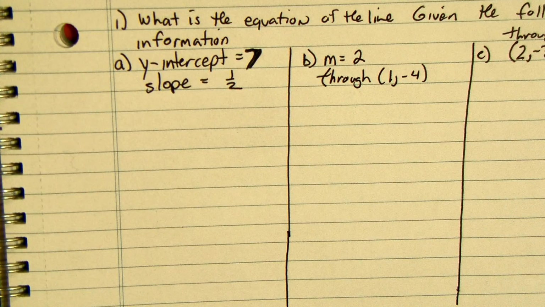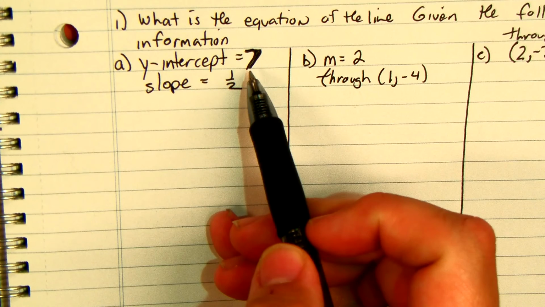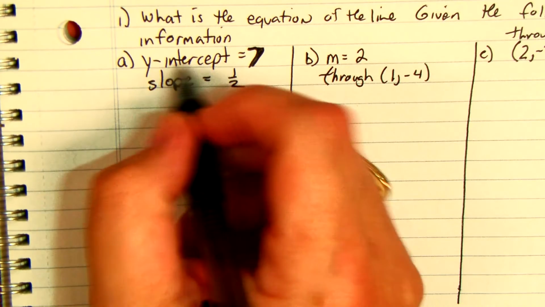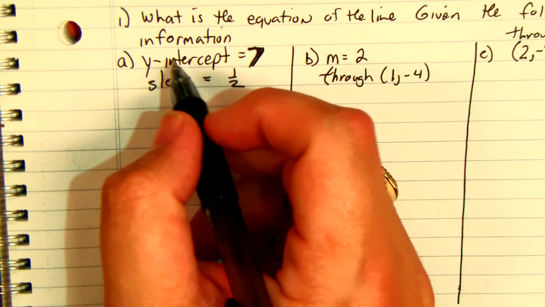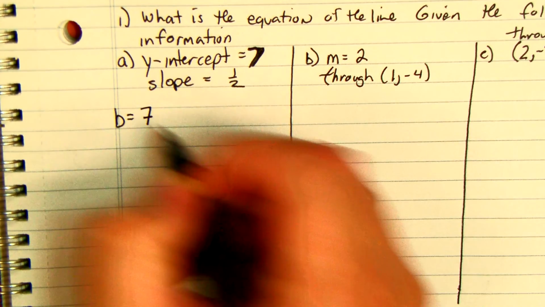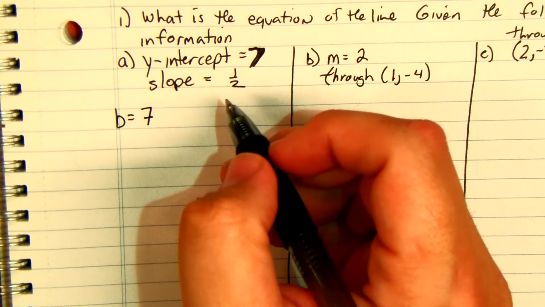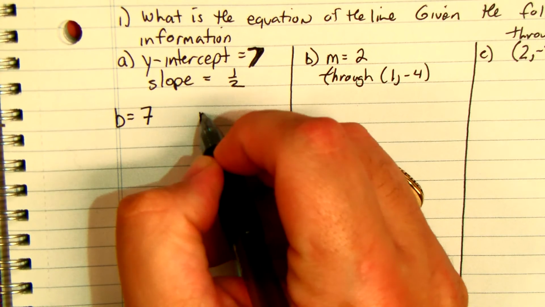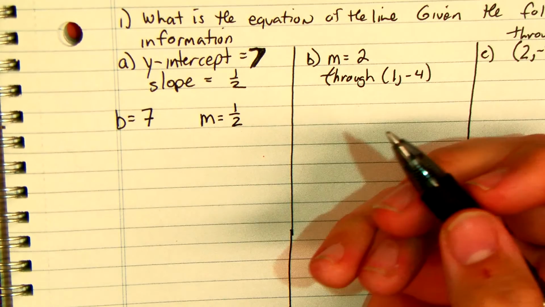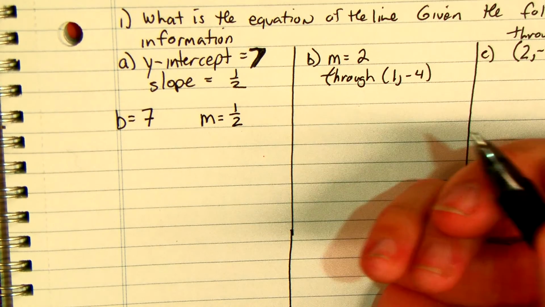But let's start with, you have a y-intercept of 7 and you have a slope of 1/2. Now, what letter do we usually associate with y-intercept? B. B is 7. What letter do we usually associate with slope? M. Which is 1/2. Now, is there a linear equation that has a b and an m in it?